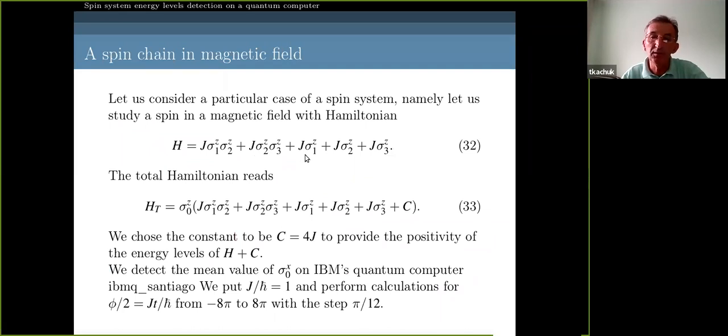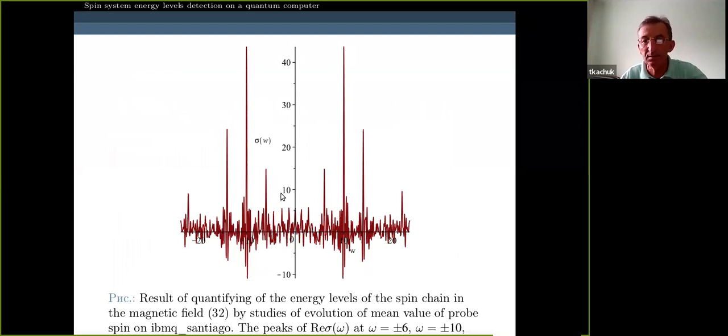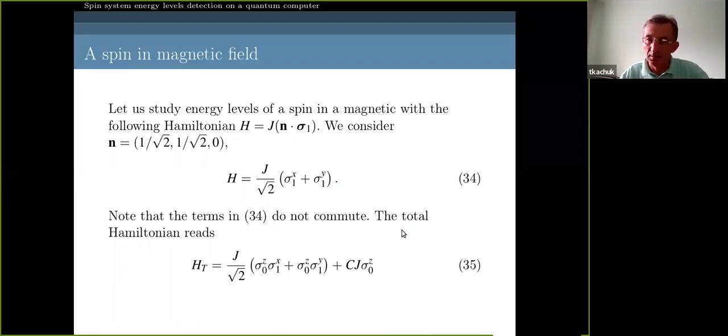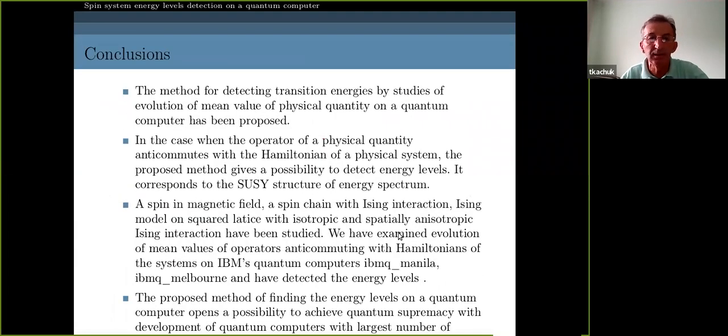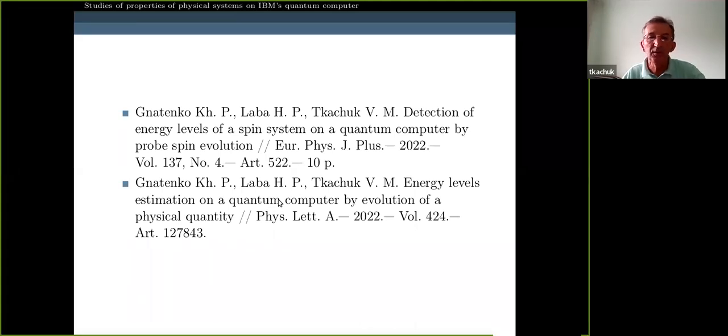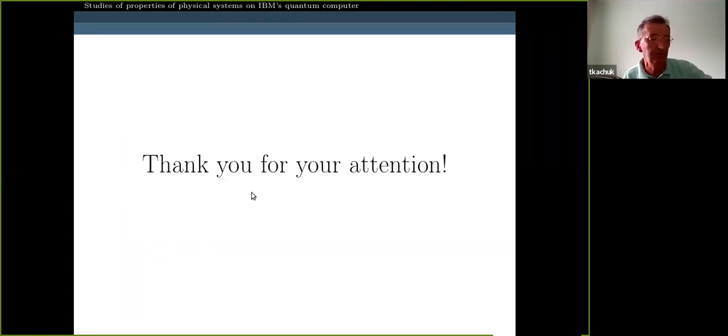Now a more complicated Hamiltonian, for which we cannot find directly an operator which anticommutes, but we can use a more general Hamiltonian, for which we can find an operator that anticommutes in this total Hamiltonian. And the result is presented here. Also a very, very good result. These peaks correspond to energy levels. I omit this example because I understand that time is over, and conclusions. Finally, I would like to show also a publication where you can find details of the proposed method, a very recent publication. So it is here, and thank you very much.